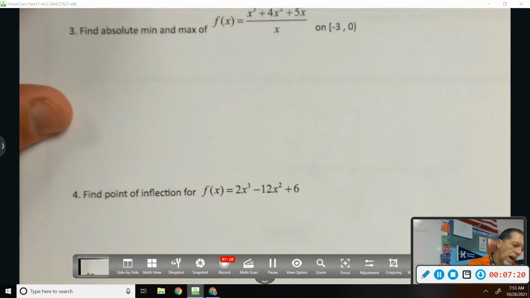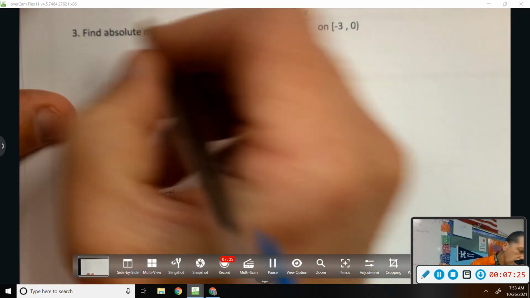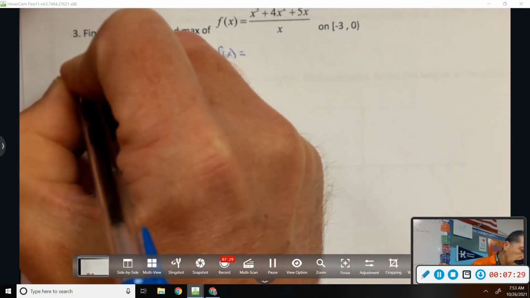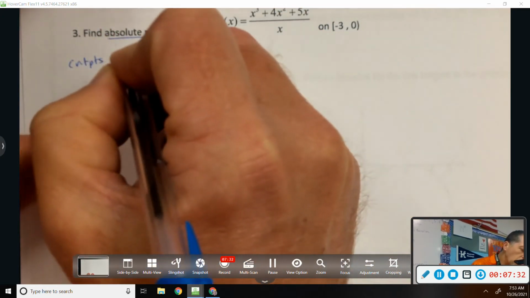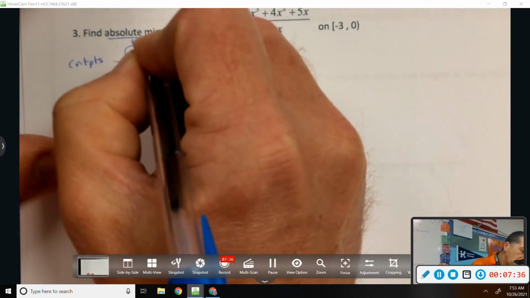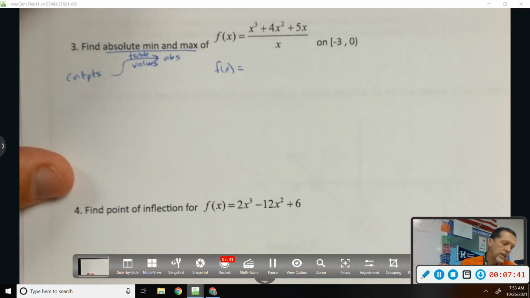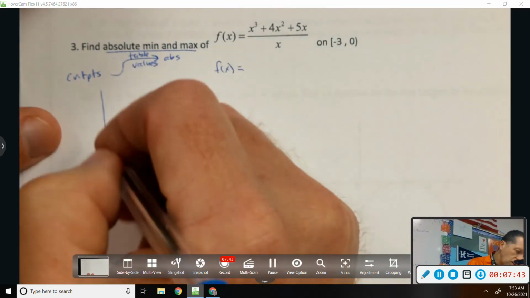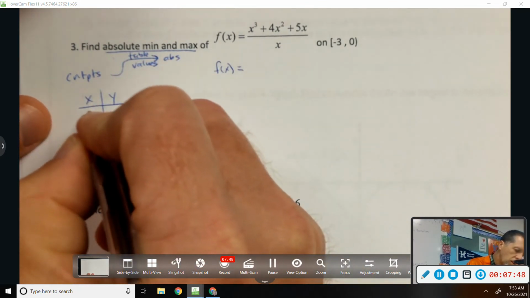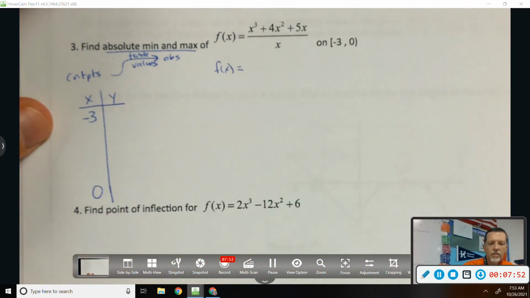Number 3, find the absolute min and max. So I'm thinking critical points, but the only way to find absolute min and max is the table of values. So I need some critical points to put on my table. I also need endpoints. Although I need to be real careful here.